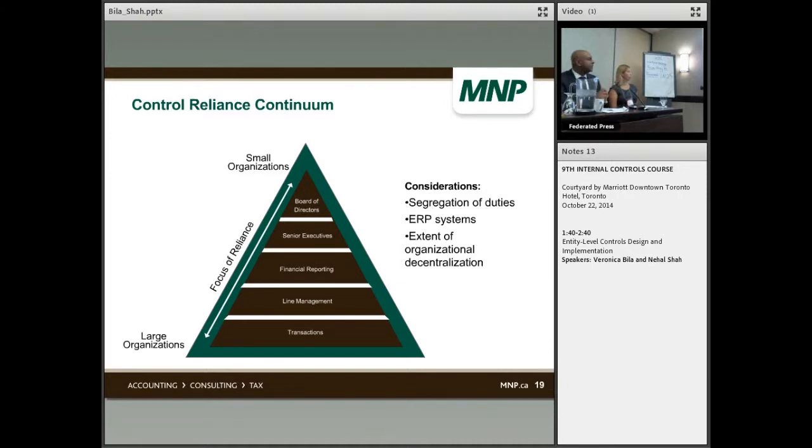On the other hand, larger organizations that may have in place a robust ERP system, automated controls can be relied upon at the transaction level, as well as organizations that are large but decentralized geographically. An example of that could be a client of mine, a mining company, and they have operations in North America, but they also have operations in Madagascar. So in order to rely on controls at that level, they're really relying on their line management and their transaction level controls to help ensure that there isn't any risk of control failure.